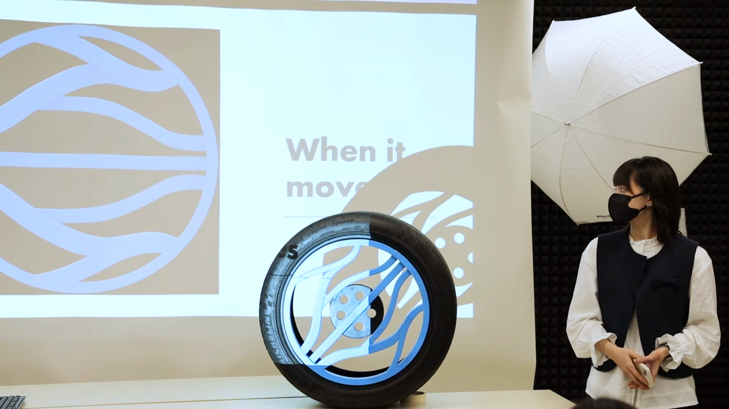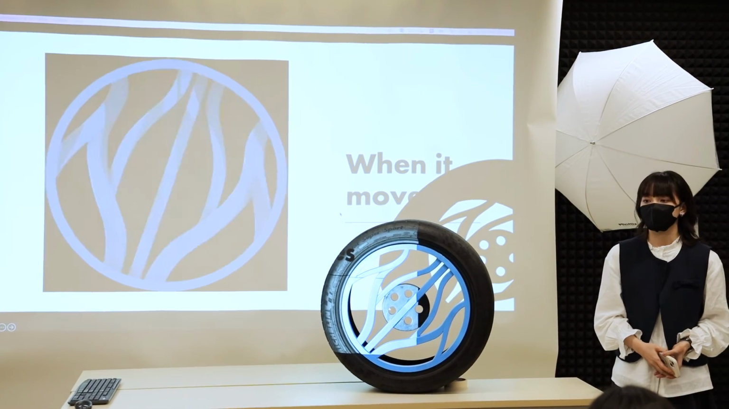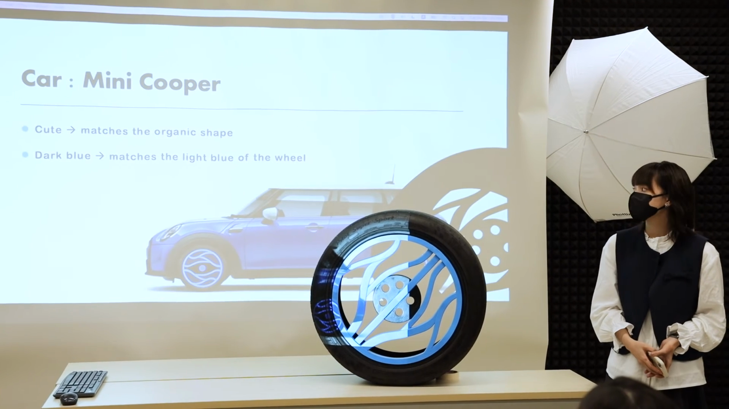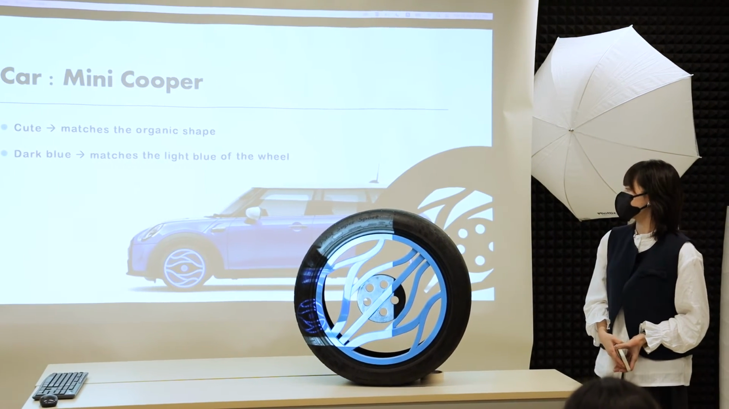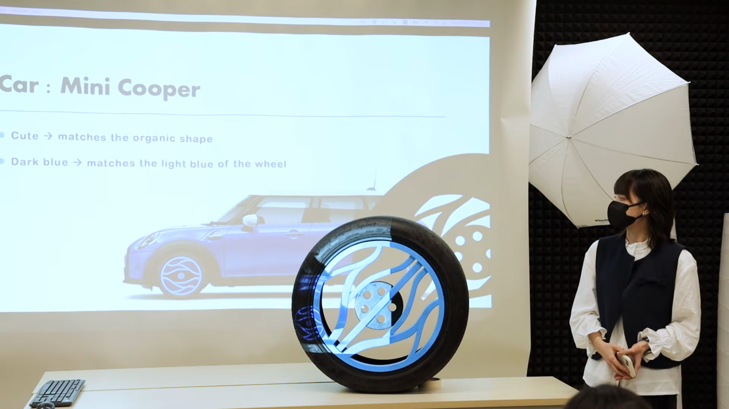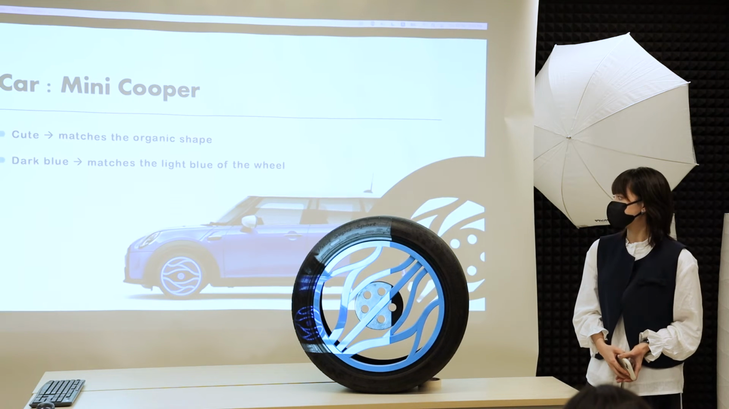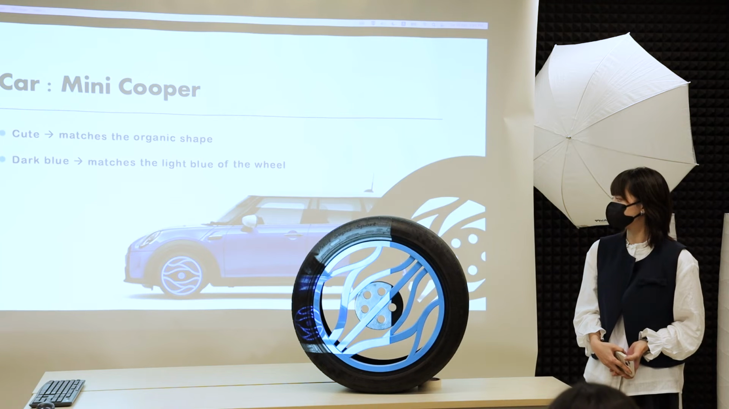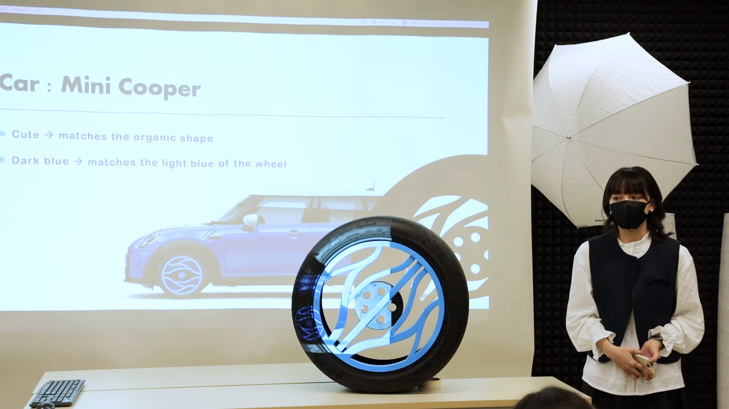Okay, next. And here is the video when the wheel is moving. Okay, next. The car I chose is the Mini Cooper because I think the shape of the car is cute and more round, and it can match my design with the curved lines. And the car is dark blue. I think it can match the light blue of the wheel and let the wheel look more shiny.